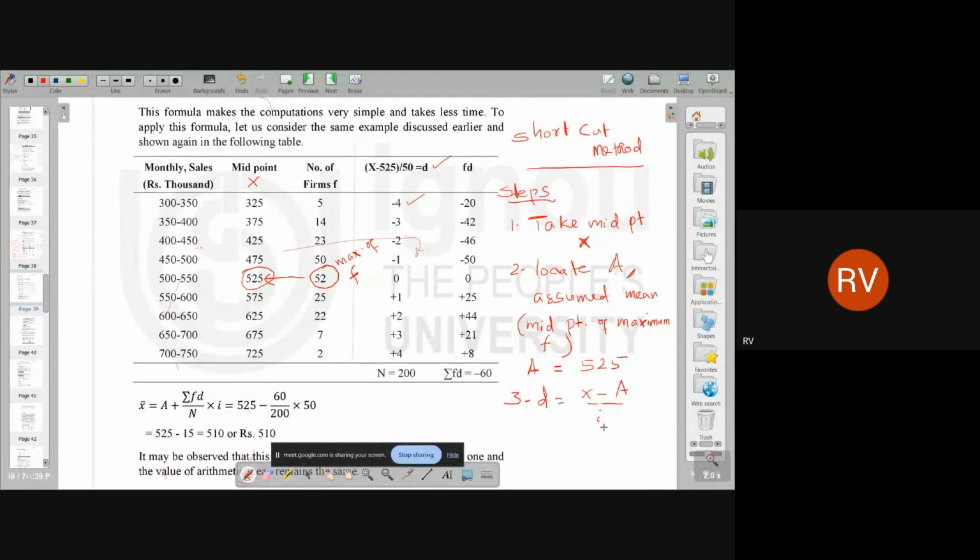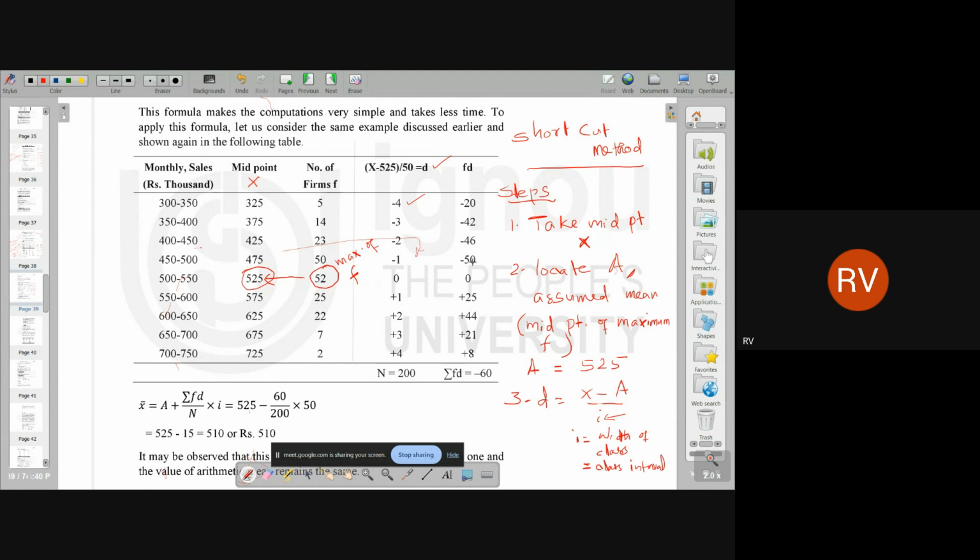That is x minus A by I. What is I? I is the width of class, that is, the class interval.